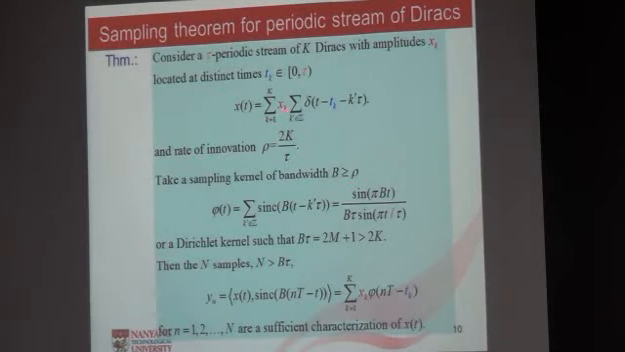Okay, why 2k? Well, k for the weights and k for the locations. Okay, so the number of parameters that we're looking for is 2k. Okay, if we have these 2k parameters, then we're done.